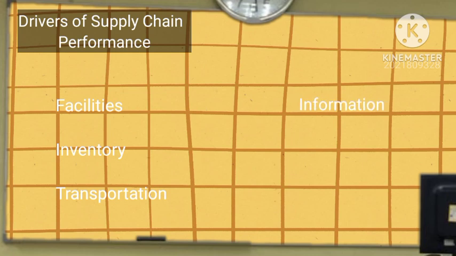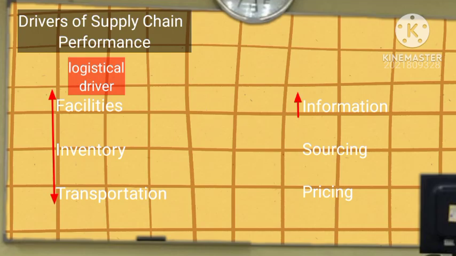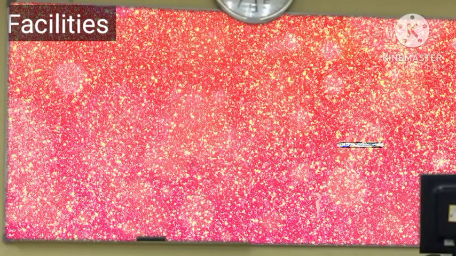Information is data and analysis concerning facilities, inventory, transportation, costs, prices, and customers throughout the supply chain. Sourcing is who will perform a particular supply chain activity. Lastly is pricing. Pricing is how much a firm will charge for the goods and services that it makes available in the supply chain. The facilities, inventory, and transportation are under logistical drivers, while information, sourcing, and pricing are under cross-functional drivers. Next, we'll discuss each supply chain driver further.